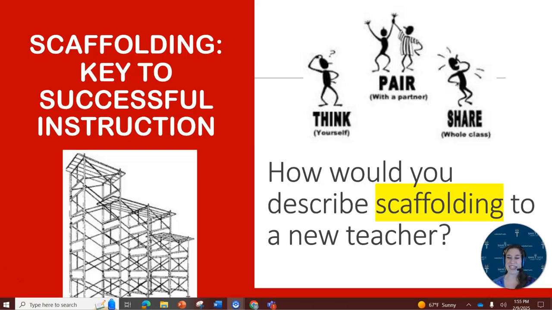Now we're going to take a look at scaffolding, every language instructor's favorite word, I'm sure. So I want you to take a minute, pause your video, and think about the answer to this question. How would you describe scaffolding to a new teacher?